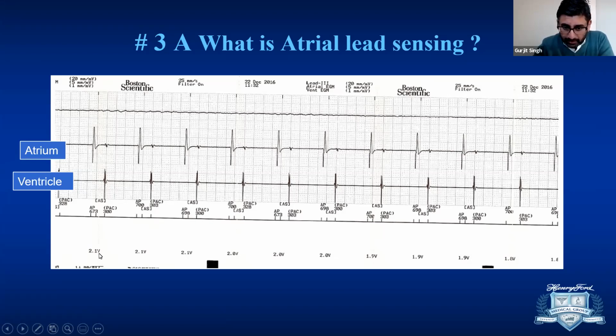And what we're doing here is, I believe this is a threshold testing going on. So it starts at 2.1 and goes all the way down to 1.8. Anybody wants to take a guess? What I'm asking is, what explains this middle spike on the marker channel?